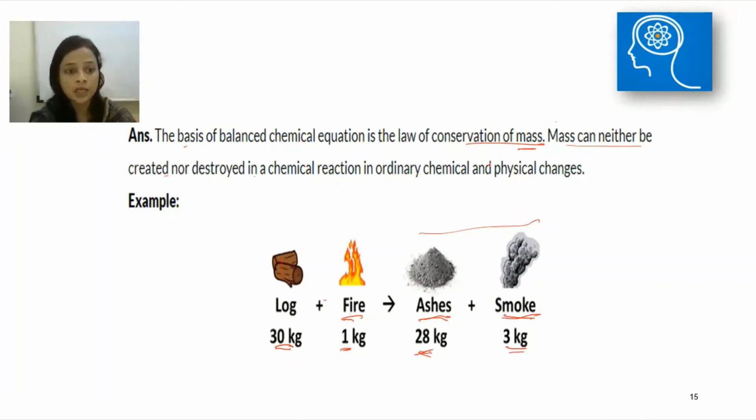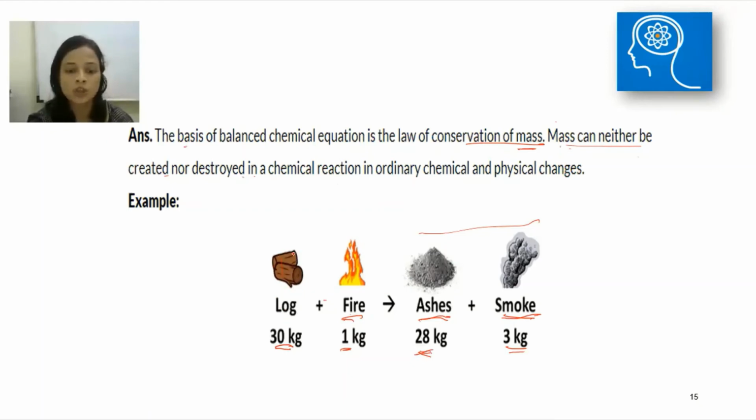It can be converted from one form to another, and the total form of the energy always remains constant. Now, similarly, we can define the law of conservation of mass also. Here, the mass can neither be created nor be destroyed in a chemical reaction, in ordinary chemical and physical changes that take place. Here is one example.